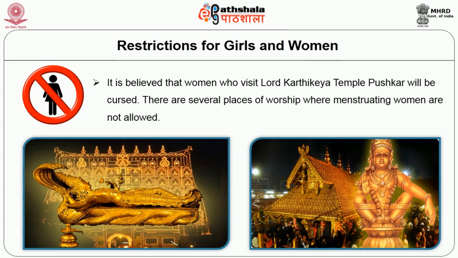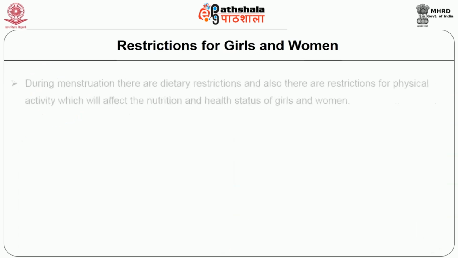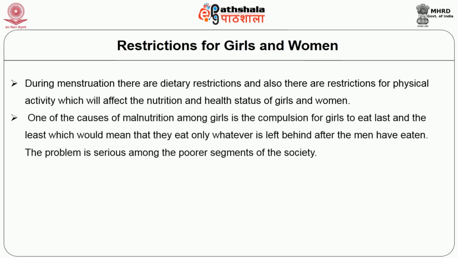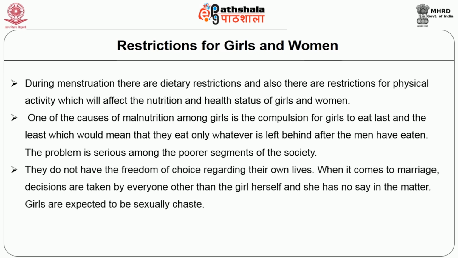There are several places of worship where menstruating women are not allowed. During menstruation, there are dietary restrictions and also restrictions for physical activity which will affect the nutrition and health status of girls and women. One of the causes of malnutrition among girls is the compulsion for girls to eat last and the least, which would mean that they eat only whatever is left behind after the men have eaten. The problem is serious among the poorer segments of society.